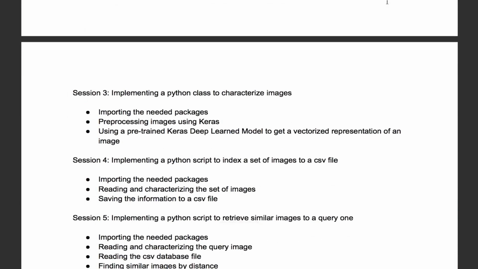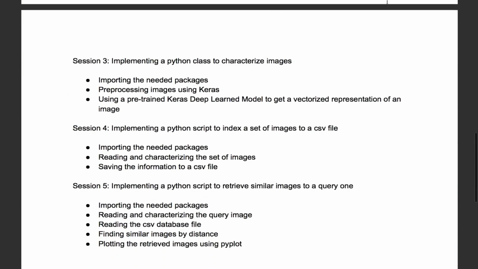In session 3 we will implement a Python class in order to encapsulate the code of generating a vector representation for an image, so we can reuse this code and save effort. We will learn how to import or get this model from Keras, preprocess the images, and use this model that has been pre-trained in another task to generate a vectorized representation for the images.